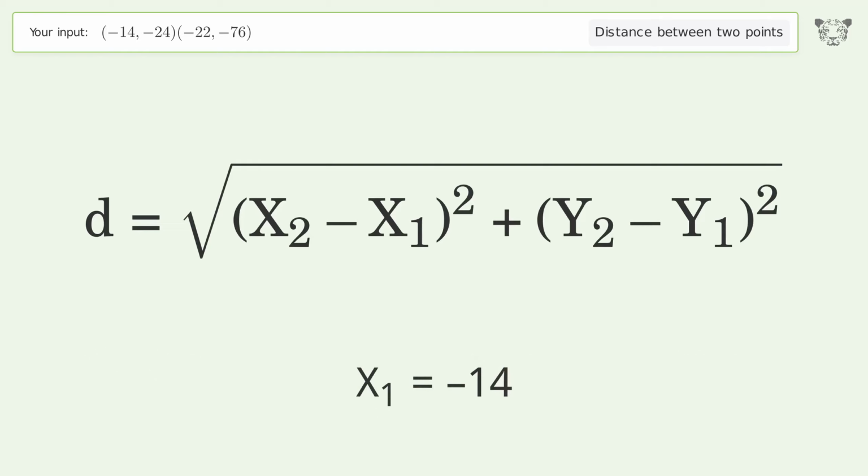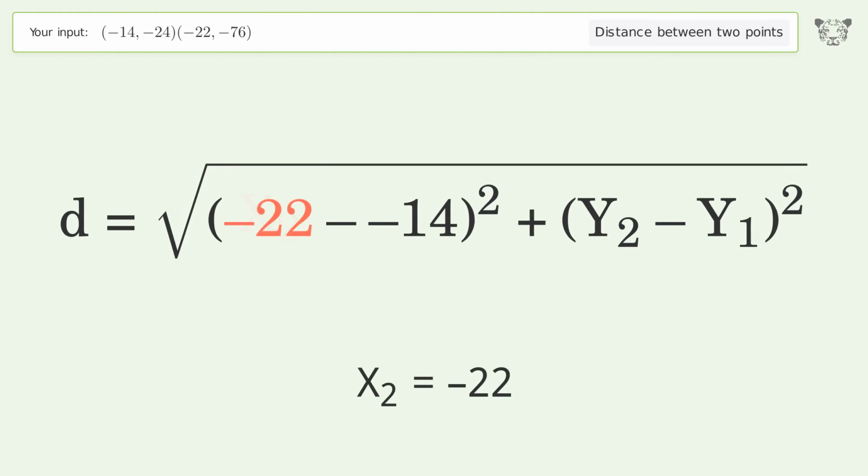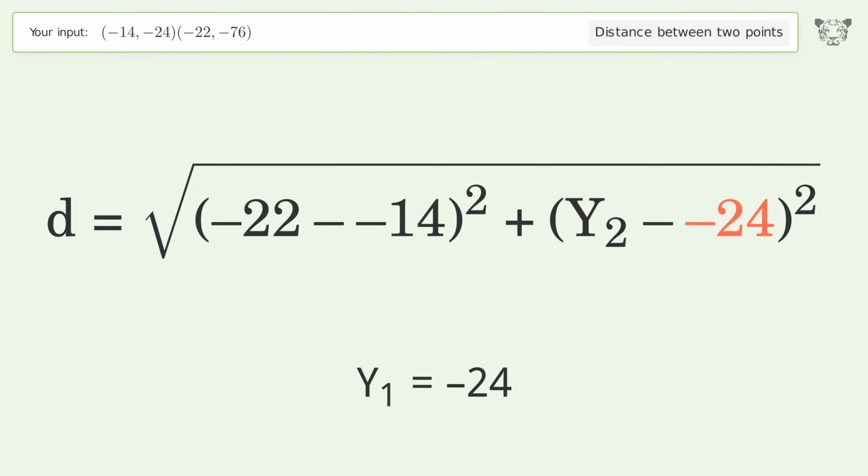x1 equals -14. x2 equals -22. y1 equals -24. y2 equals -76.